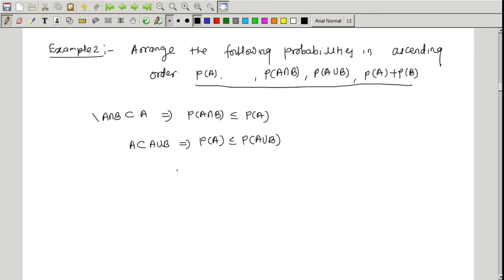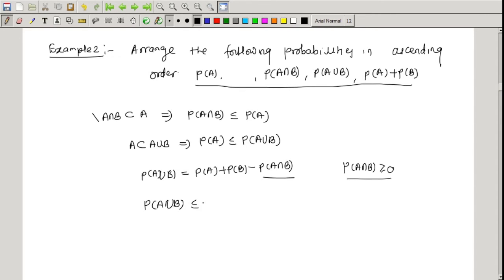To get the third, P of A plus P of B, we know P of A union B by addition theorem is P of A plus P of B minus P of A intersection B. But we know probability of any event is always greater than or equal to 0. And if I remove this part, I will get probability of A union B is less than or equal to P of A plus P of B. So this is my equation number 1, this is my equation number 2, this is my equation number 3.